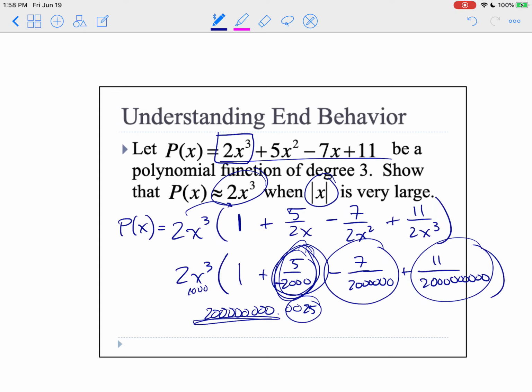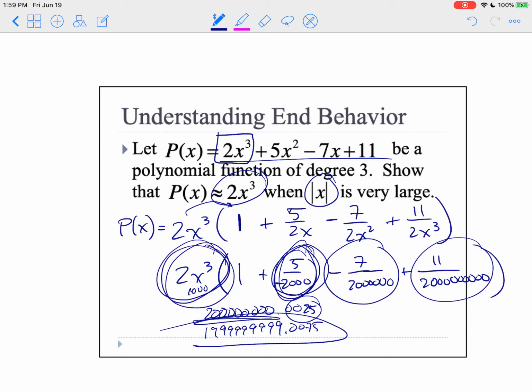And if I had plugged negative numbers in here, it wouldn't have mattered, because then this would be 1,999,999,999.0075, which is still really close to 2 billion. So this is the function that's driving everything.